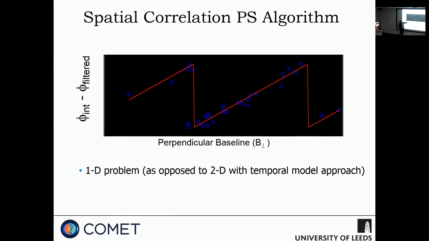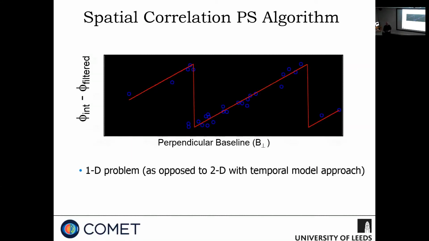And it's just by looking at how the perpendicular baseline and the phase differ. In this case, it's not the phase difference between two points, but the phase of a point minus the spatially correlated part. Basically, a similar idea, except in this case you can subtract all the information as well. So it's only a 1D problem, not a 2D problem, so it's a little bit easier.